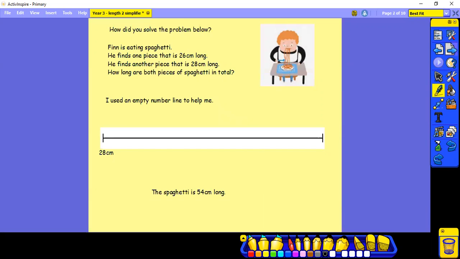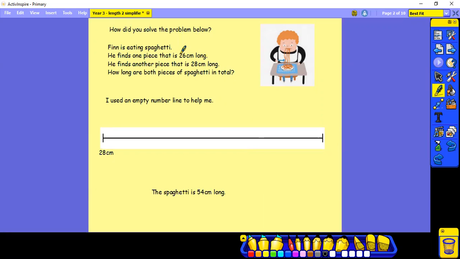So how did you solve the problem? I used an empty number line to help me. I know that one piece of spaghetti is 26 centimetres long and the other is 28 centimetres long. So to find the total, I'm going to add these two together. I'm going to start at 28 because that's the bigger number, and then add on 26.